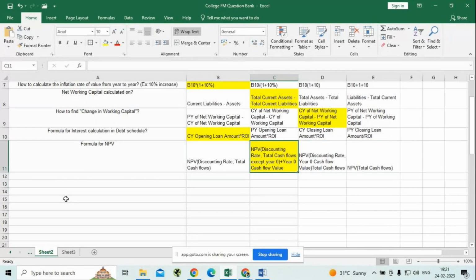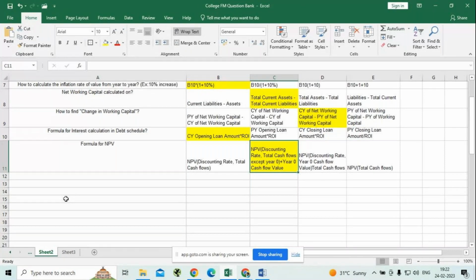So the formula to calculate the interest in the debt schedule, what it is asking is, we have a lot of options. In that, the correct answer is the current year's opening loan amount. The opening, that is BOP, beginning of period loan of that year, current year's opening loan amount into rate of interest. So that is the answer.